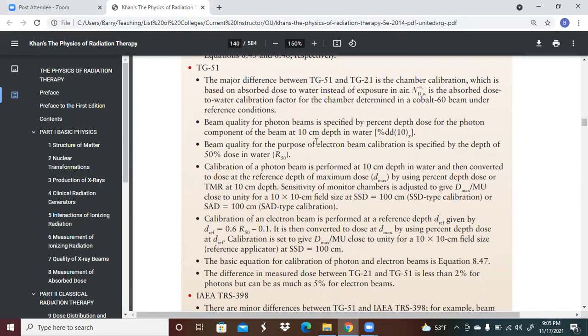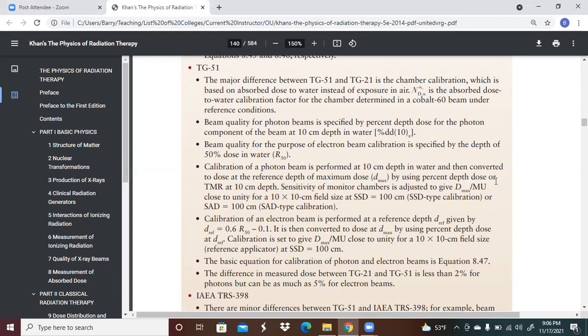Now, the beam quality for the purpose of electron beam calibration is going to be specified a little differently, and it's specified by the depth of the 50% dose in water, or R50. So the calibration of a photon beam is performed at 10 cm depth in water and then converted to dose at a reference depth of maximum dose, or Dmax, by using percent depth dose.